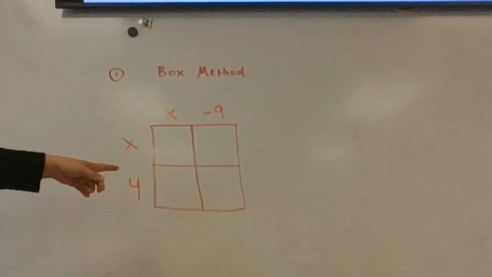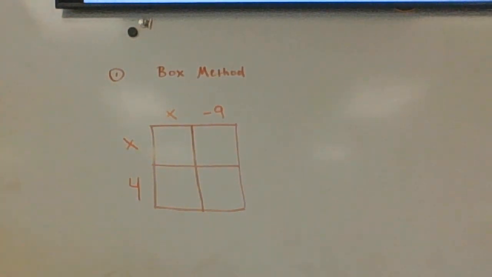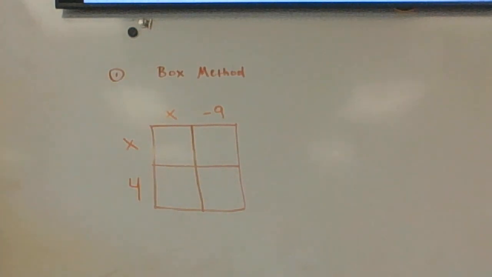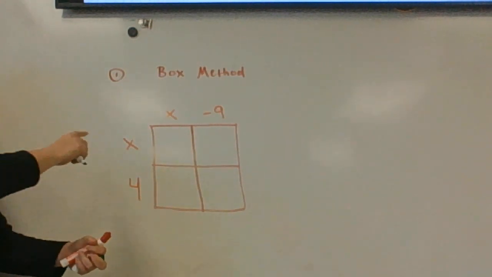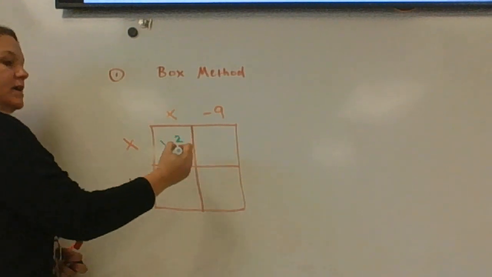Tristan, are you using this method? Yeah? Okay. So now this is multiplication. Because when I look in here, there's no plus sign or minus sign. It's multiplication. So I'm going to do x times x. I got an x squared.